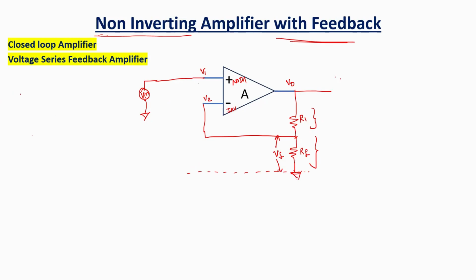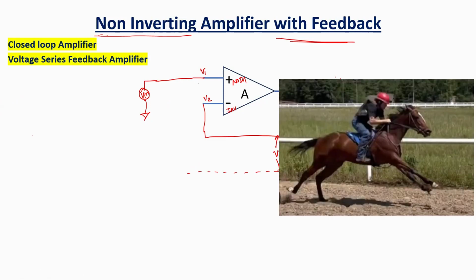Now, let us start understanding what a closed loop configuration is. I'll give you an analogy. There is a horse which is running at a very, very high speed. If you want to control the speed of the horse, then you have to control the reins. Reins are nothing but your leather belts, which are tied. A rider has to control that. So, based on the speed, he holds the reins and he tries to control the speed of the horse.